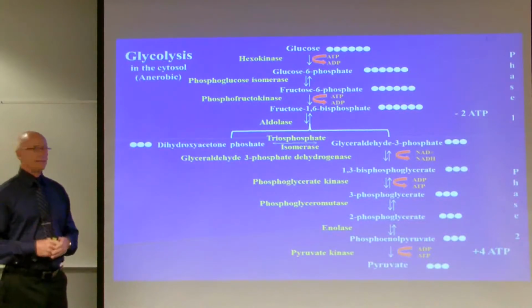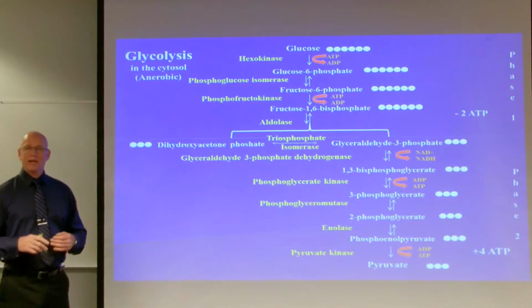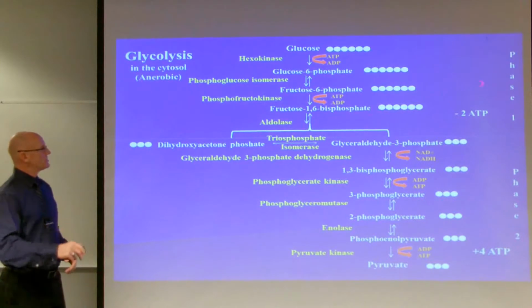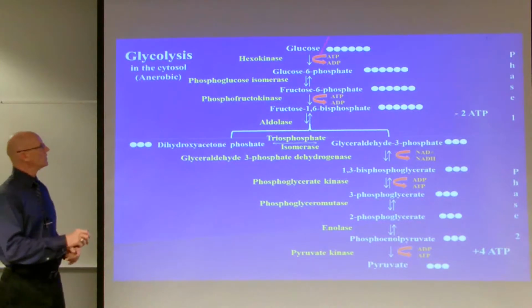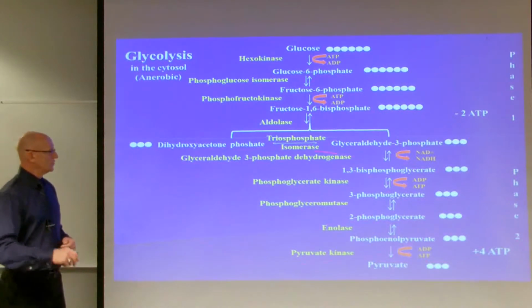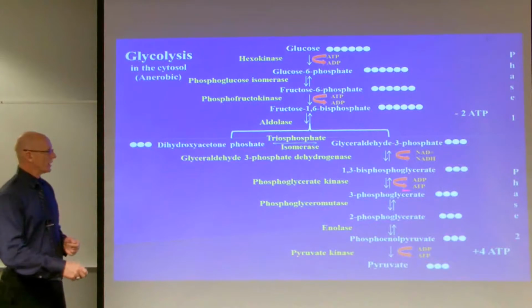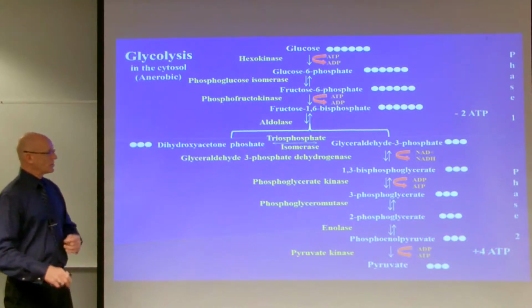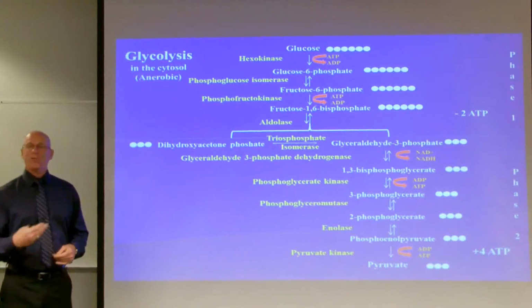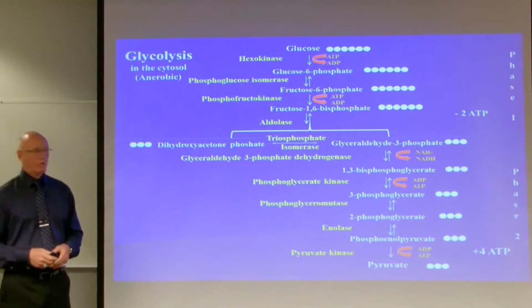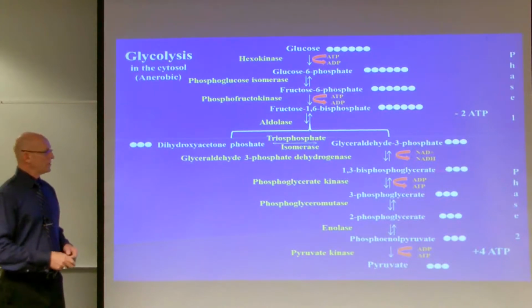It looks a little bit intimidating right now, but I'm going to break this down in the next 2 slides into phase 1. This is phase 1 here. This is the investment phase. This is where it costs you 2 ATPs. And then on the second slide, I'm going to break this down into the payback phase, where you'll gain 4 ATPs. So you will lose 2 and gain 4, so you'll have a net gain in glycolysis of 2 ATPs. And then you'll also get some nicotinamide adenine dinucleotide being reduced.